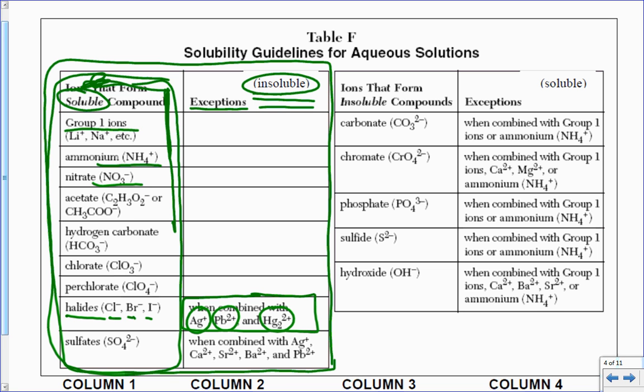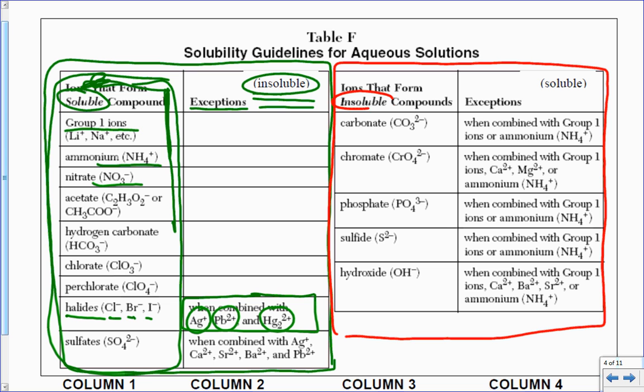Now, this other side, let me grab a different color. This other side reads opposite. It only reads opposite because these things all start off as insoluble. So all carbonates are insoluble. The exception to insoluble would, of course, be soluble. So a carbonate will be soluble if and only if it's with a group 1 ion or ammonium. And I already learned that all group 1 ions are soluble and ammonium is soluble. So see how it kind of makes sense.